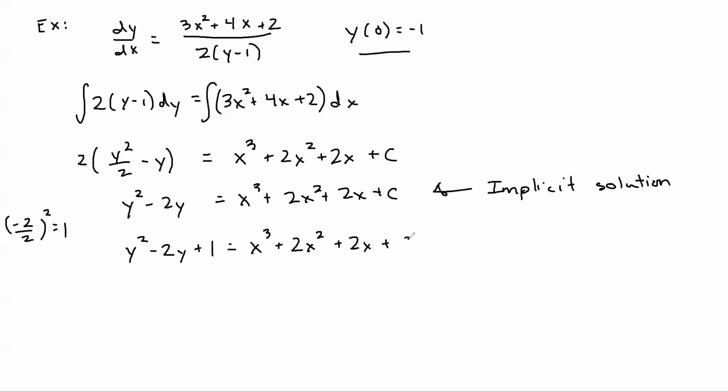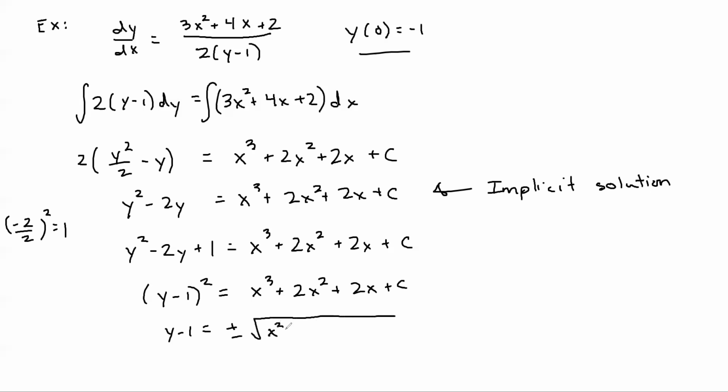I'm just going to put the 1 inside that c. And then the left-hand side here, we can rewrite this as y minus 1 squared equals x cubed plus 2x squared plus 2x plus c. And then I can take the square root of both sides. So we're going to have plus or minus the square root of x cubed plus 2x squared plus 2x plus c. And then I can move the 1 over, and I get y equals 1 plus or minus the square root of x cubed plus 2x squared plus 2x plus c.